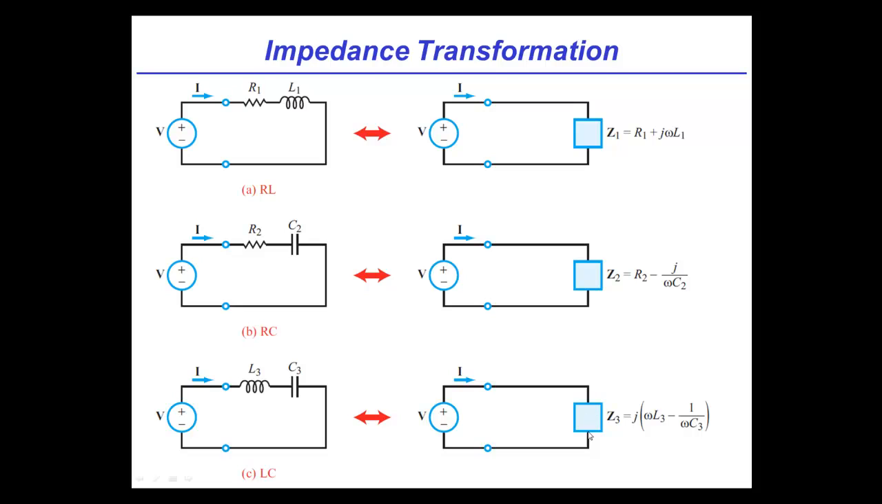So let's think about it. This has an impedance. In other words, it has both a resistance and a reactance. What about this? Well, it has an impedance, but it has a zero real part. So it's a purely reactive impedance. There's no loss element in there.